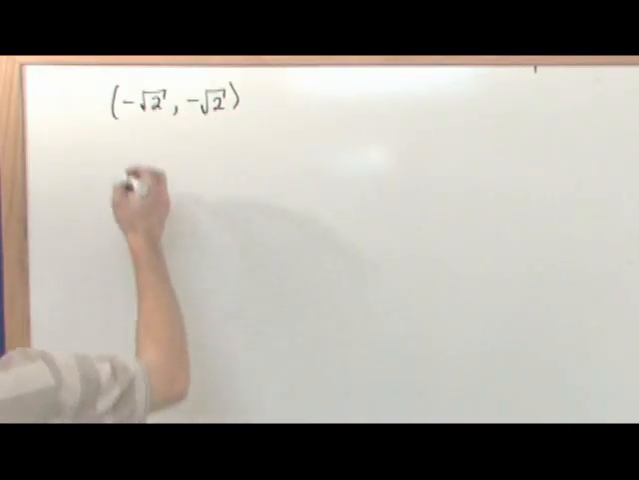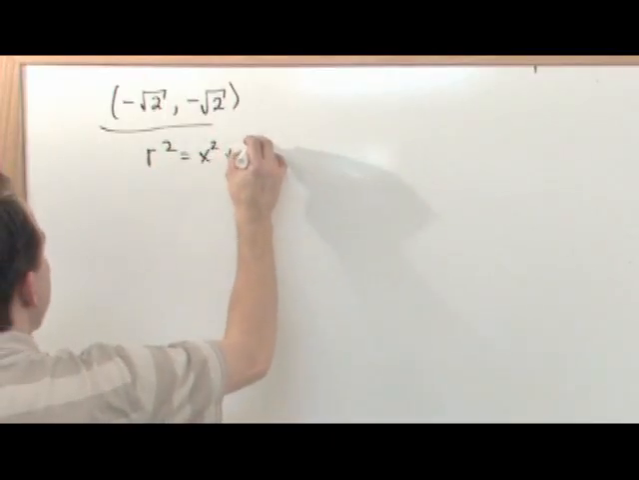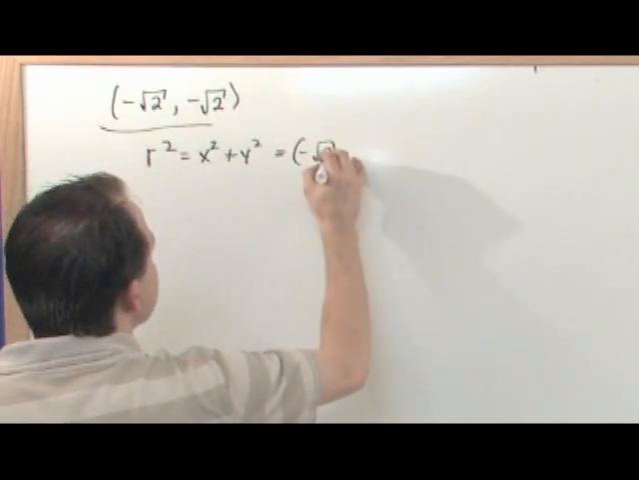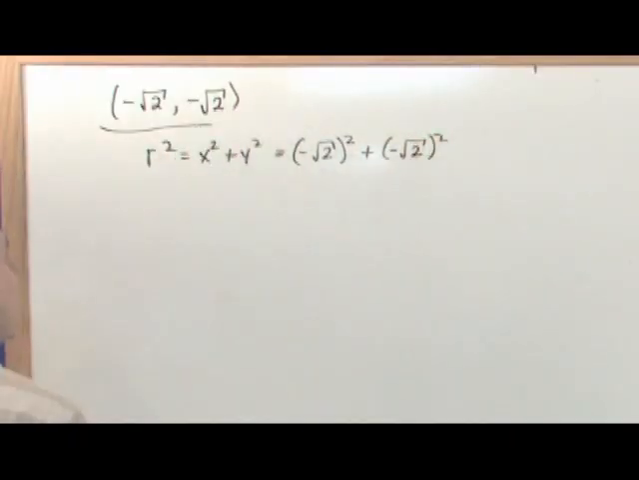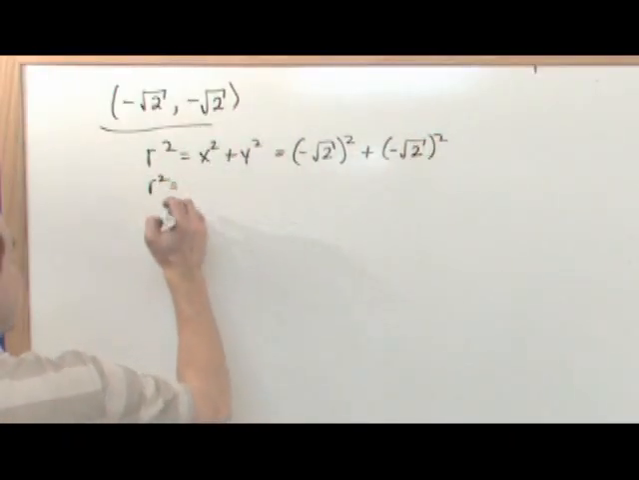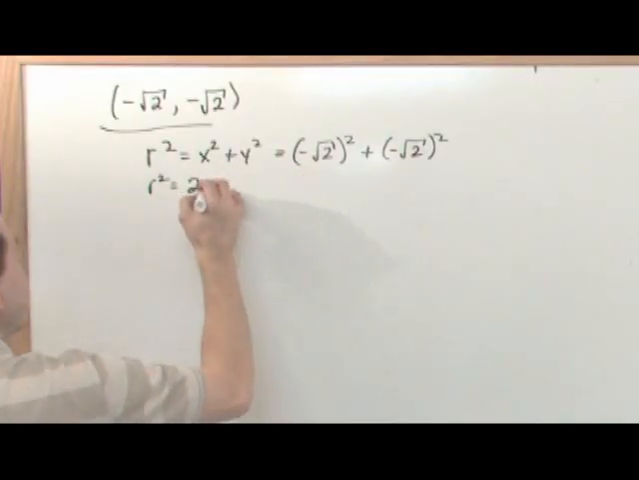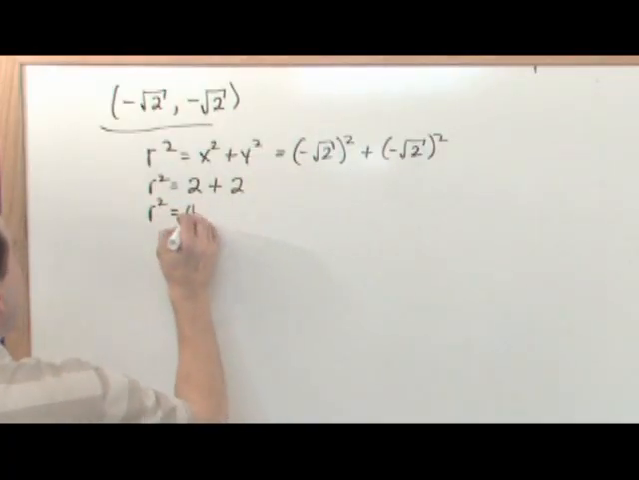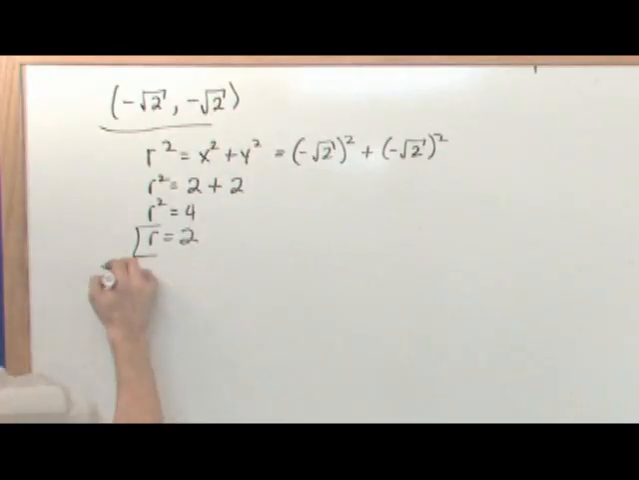Well, the first thing you do is you try to find r. So r squared is equal to x squared plus y squared. That's just the distance formula. So this is equal to negative square root of 2 squared plus negative square root of 2 squared, because here's y. Okay, so r squared is equal to negative times negative gives me positive. Square root of 2 squared is just positive 2, plus, same thing here, positive 2. R squared is equal to 4, and then r is equal to 2, taking the square root of both sides. So I found my radius. Finding the radius is always really simple to do. You're always going to be able to find that really quickly.